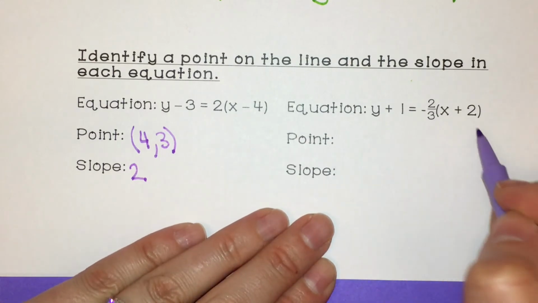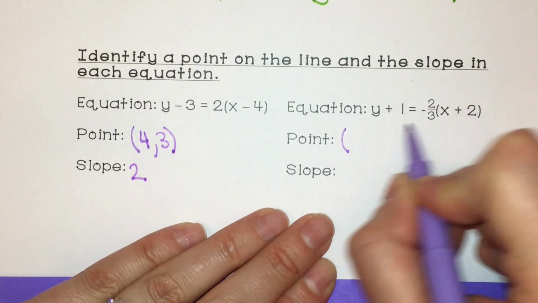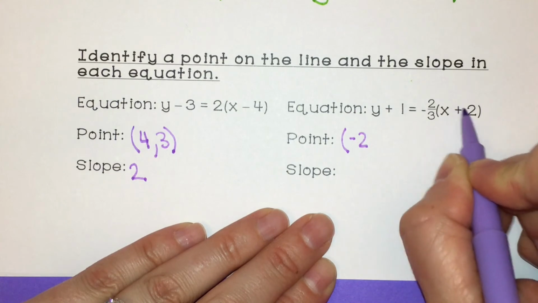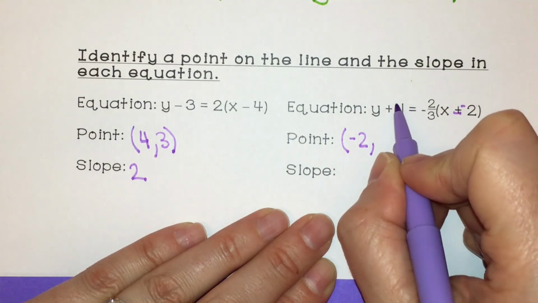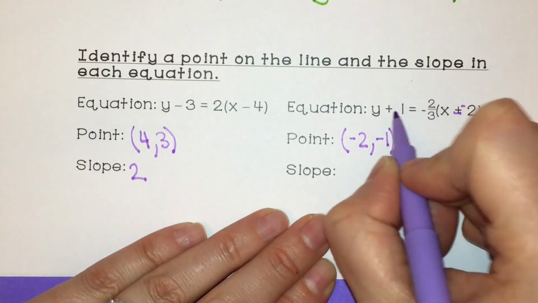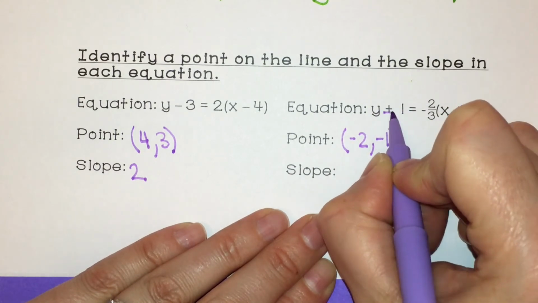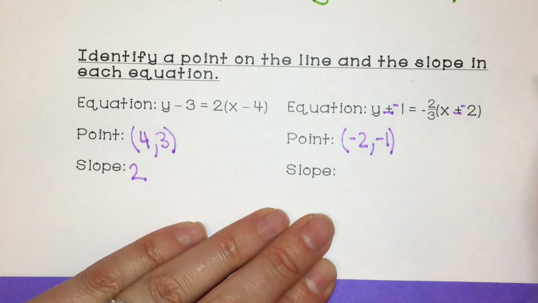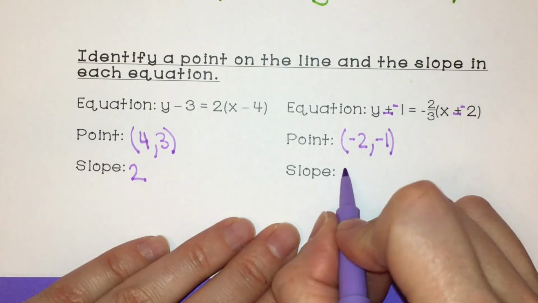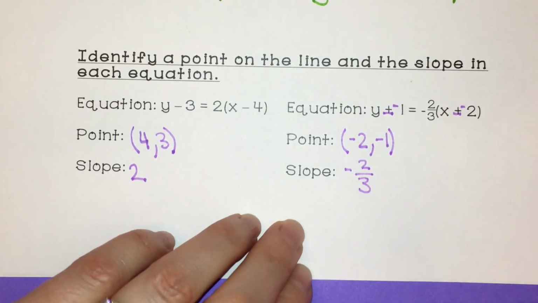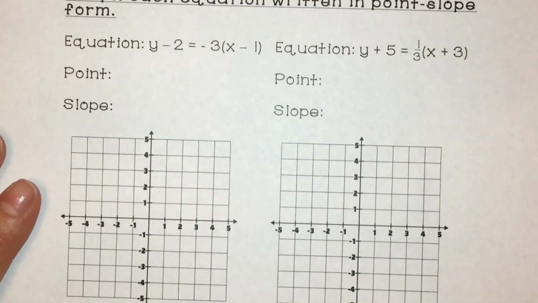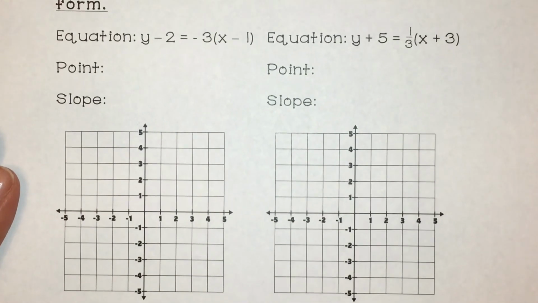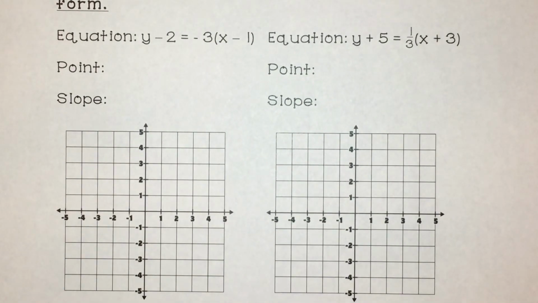On this one, our point, the x value is -2 because the only way to get plus is if it was originally minus -2. Y value is -1 because the only way to get y plus 1 is if it originally was y minus -1. Slope is -2/3.